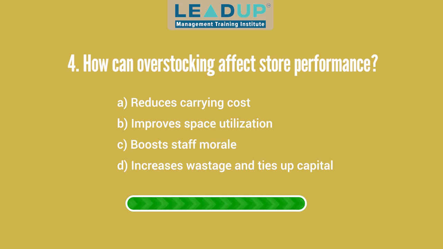Question 4. How can overstocking affect store performance? A. Reduces carrying cost. B. Improves space utilization. C. Boosts staff morale. And D. Increases wastage and ties up capital. Answer: increases wastage and ties up capital.